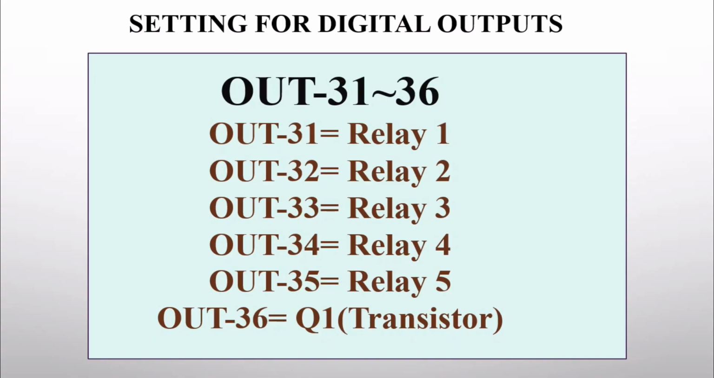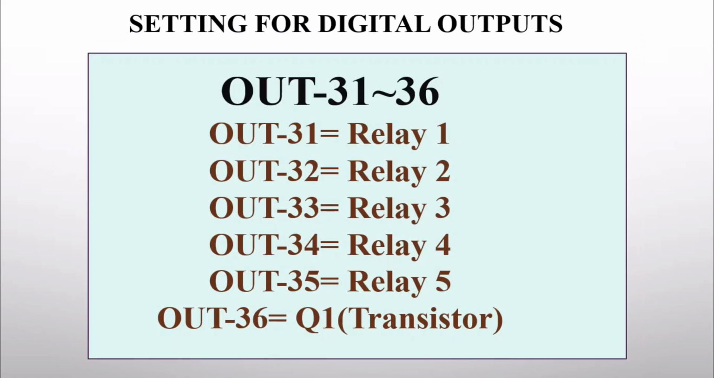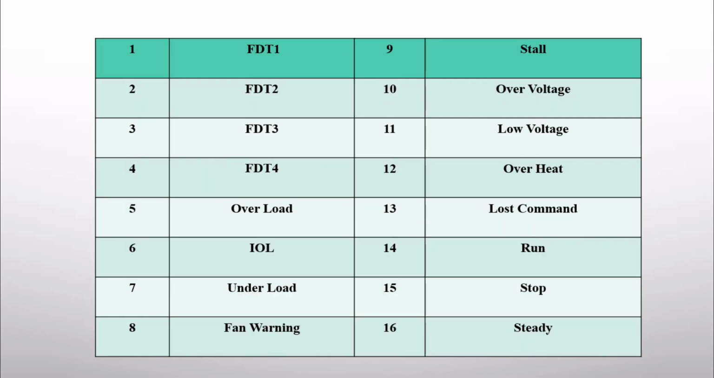So, to configure the relay outputs of the H100 inverter and the transistor output, you need to set parameters out 31 to 36. But according to the manual provided for this inverter, if you set any of these parameters we've mentioned here, out 31, 32, 33, 34, 35, or 36, to match one of the numbers you see here, or set it to one of the options listed here, that relay or transistor output will be activated based on the definition you've set.